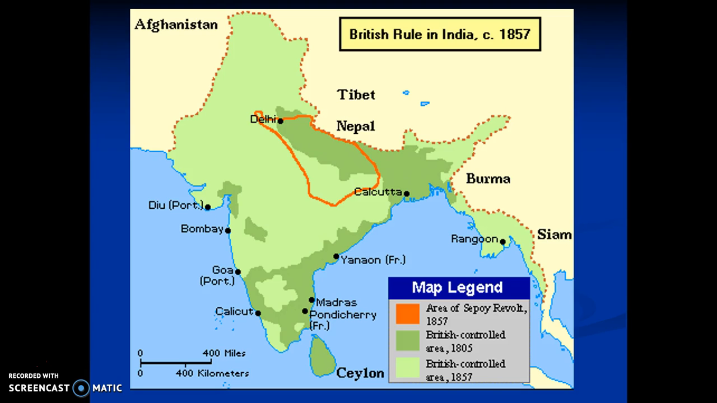So here we have a picture of a map of India here. In the orange outline is going to be the area in which the Sepoy Mutiny took place. The light green is going to be the British-controlled areas during 1805, and then the light yellow parts is going to be the British areas controlled in 1805.